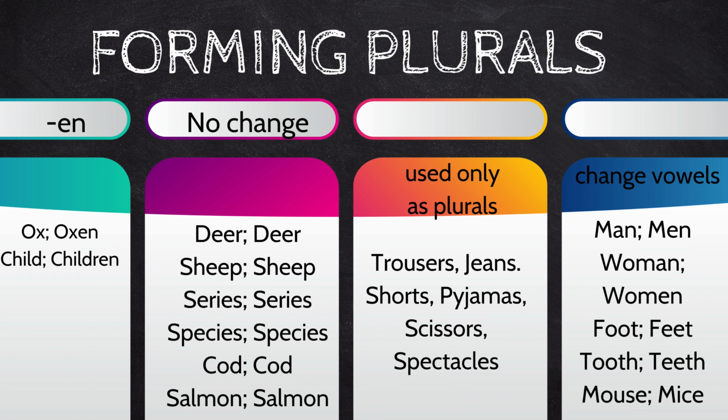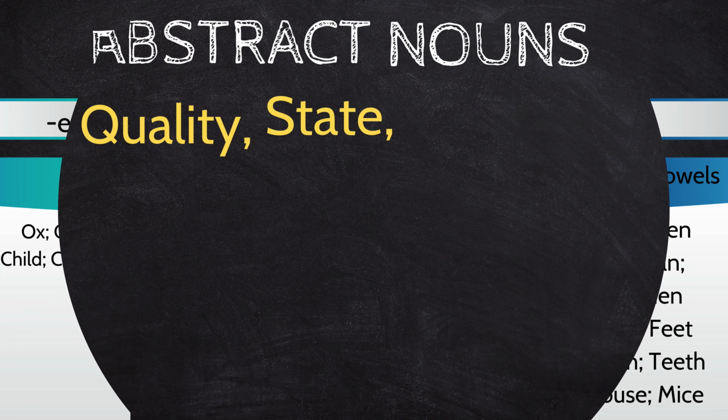Change vowels. Sometimes we change the inner vowels to make it plural: man, men; woman, women; foot, feet; tooth, teeth; mouse, mice. There are also some others like louse and lice. This example I gave extra. So these were the rules.